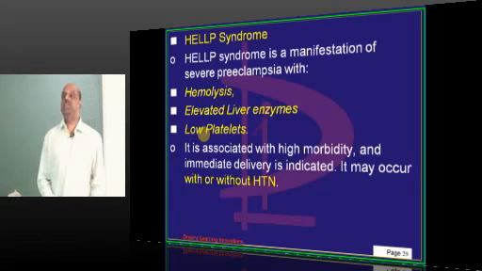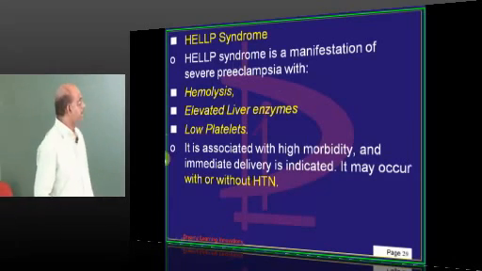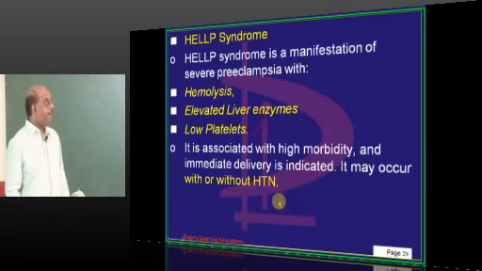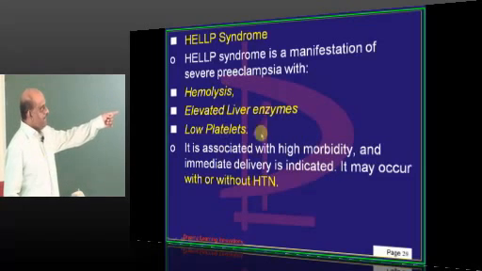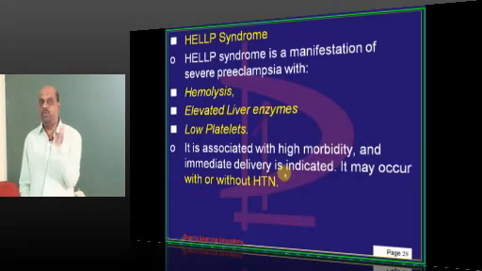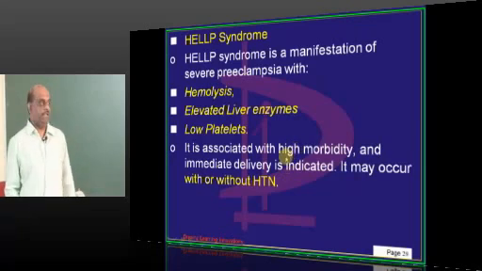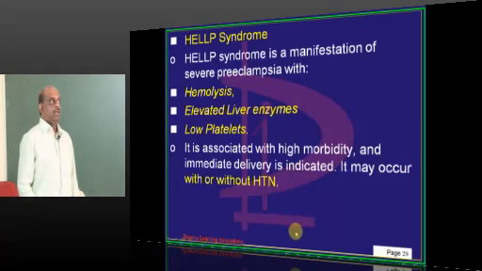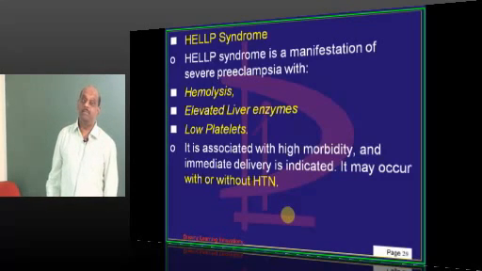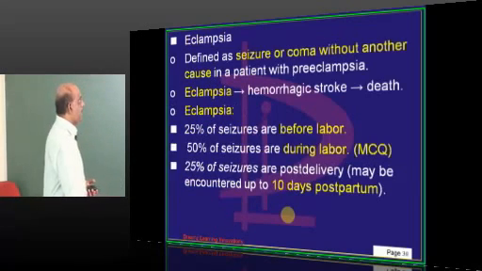Now, doctor, HELLP, what does it indicate? Hemolysis, elevated liver enzymes, with low platelets. And if this develops in a case of eclampsia, high morbidity. If it develops, no wait-and-watch policy, immediate delivery is indicated, and it's not needed that there should always be hypertension for HELLP to develop. There can be HELLP even without hypertension, the patient can develop. That's the point that you need to carry home.